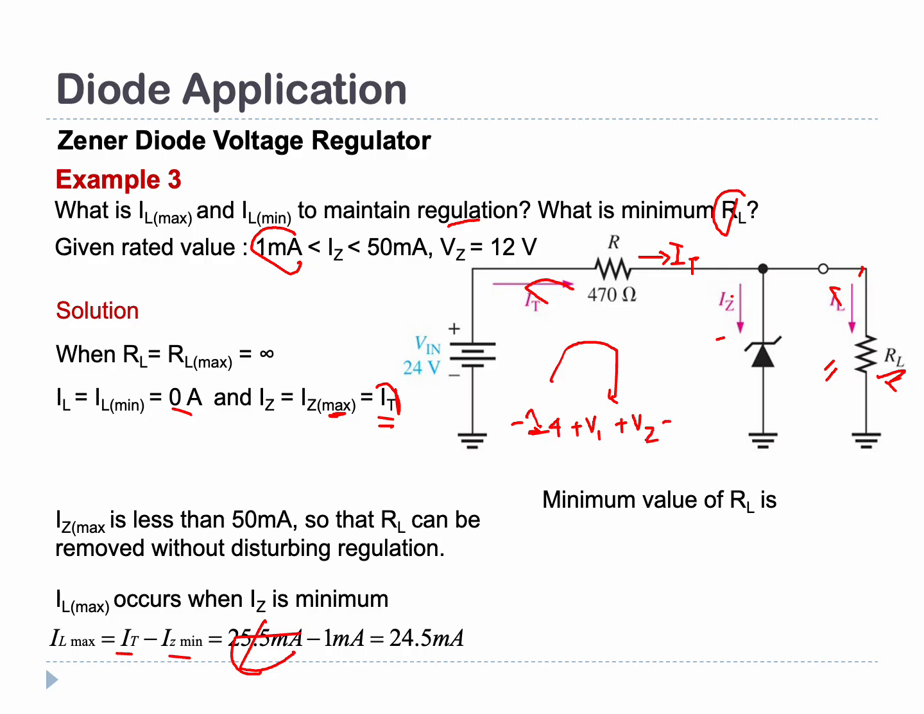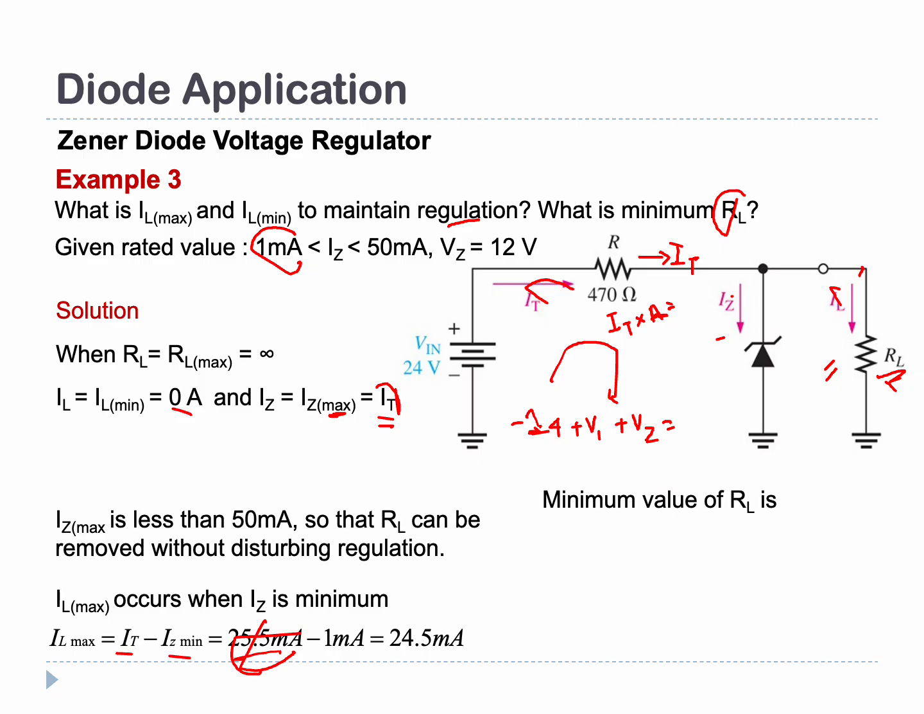Equals to 0, right? So if you find this, your VR, you can find the value of IT. So VR is equals to IT multiplied with the value of R. Okay, this is R here, is equals to VR, right? So you are able to get your IT is equals to 25.5 milliampere.